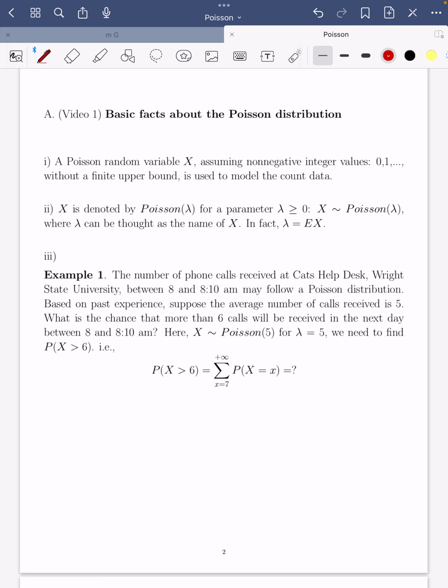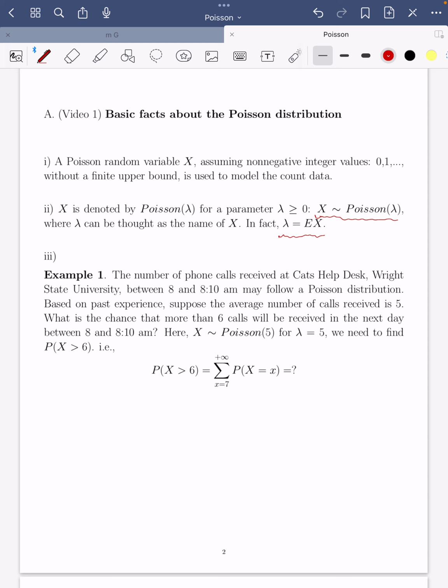We write a Poisson random variable as X tilde Poisson with a number lambda. And lambda is the parameter of a Poisson random variable. The possible lambda value is all non-negative real numbers. So this lambda can be thought of as the name of a Poisson random variable. Actually, lambda is equal to the expectation of the Poisson random variable.